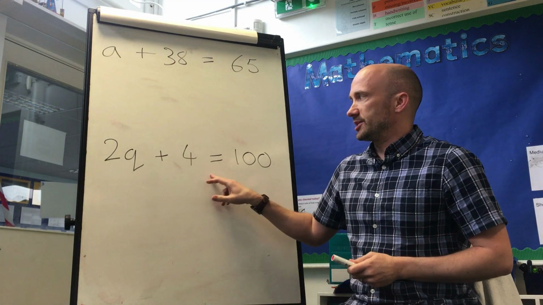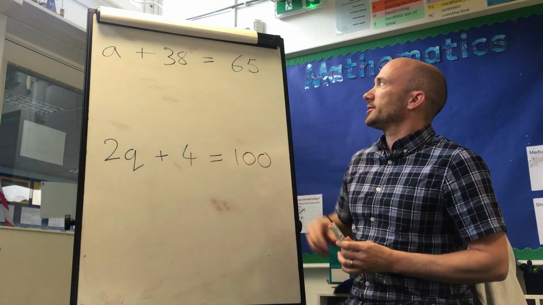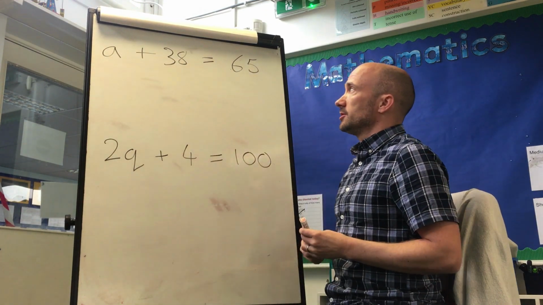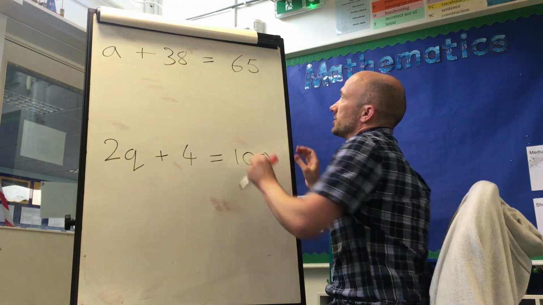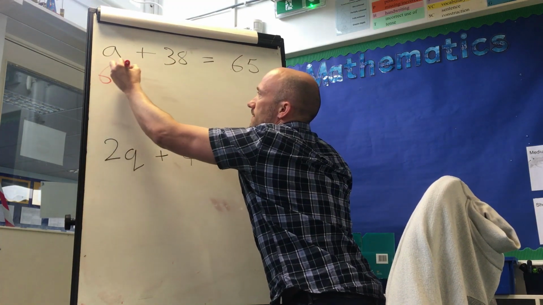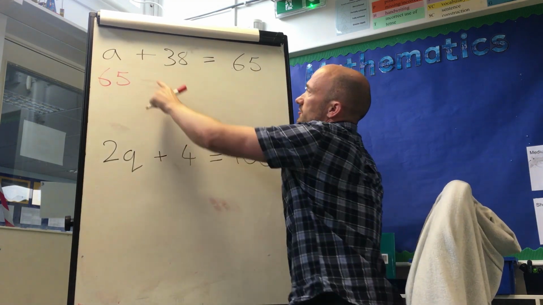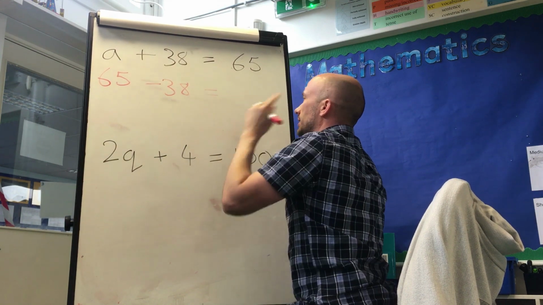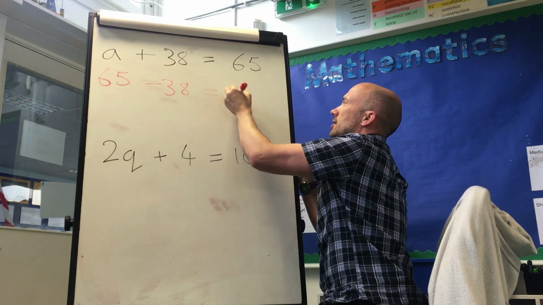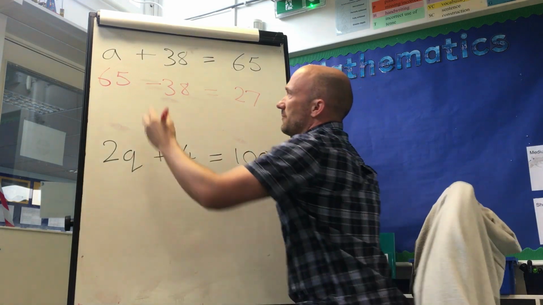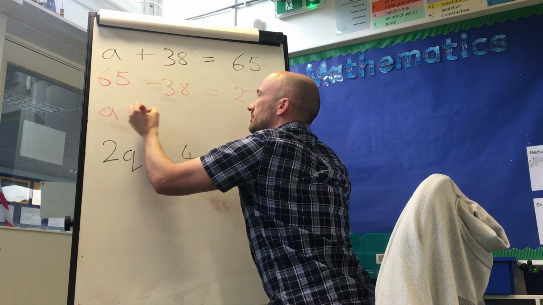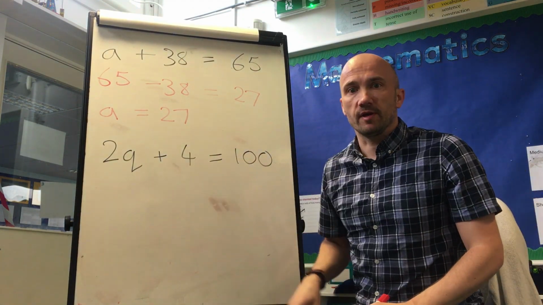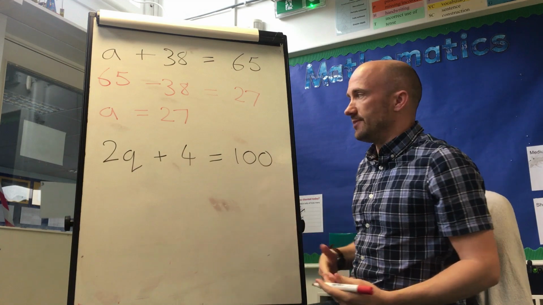Okay, before we have a go at this tricky problem below, let's just try this one above. Again, we need to use inverse, and we don't know the value of the letter. That's what we're trying to solve. So I'm going to take the answer, which is 65, and rather than add 38, I'm going to subtract 38. Okay, let's work that one out. And the answer is 27. So that means I know that the value of a equals 27.